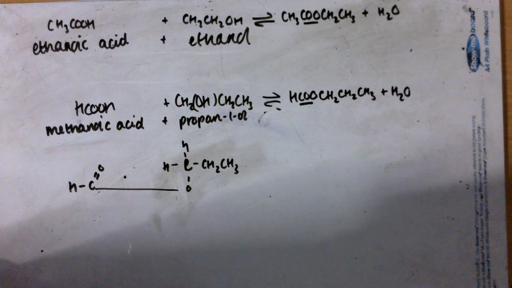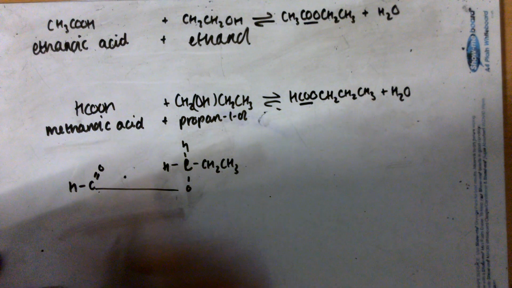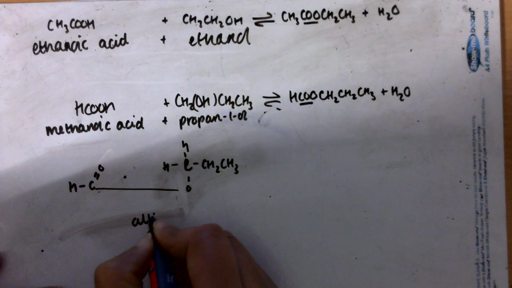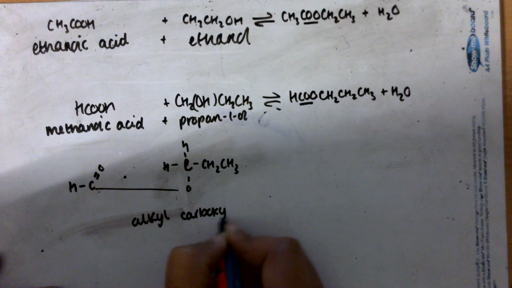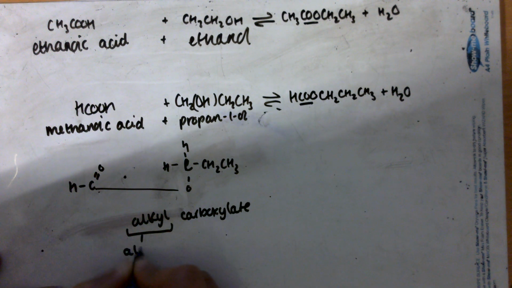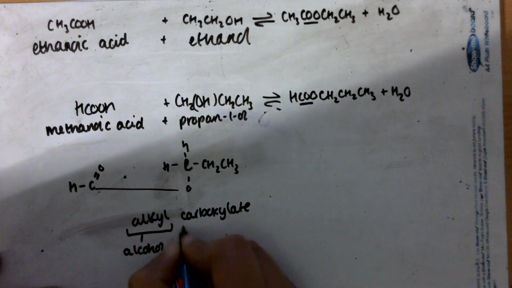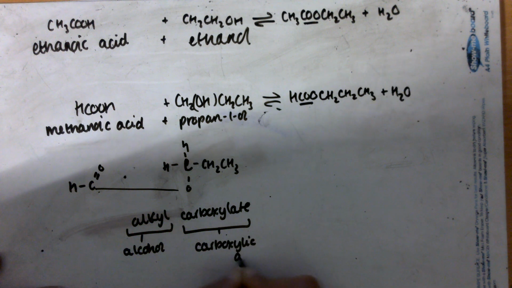Now when we name esters, they are named as alkyl carboxylates. So the first part of our name comes from the alcohol, and by default the second part of our name comes from the carboxylic acid.